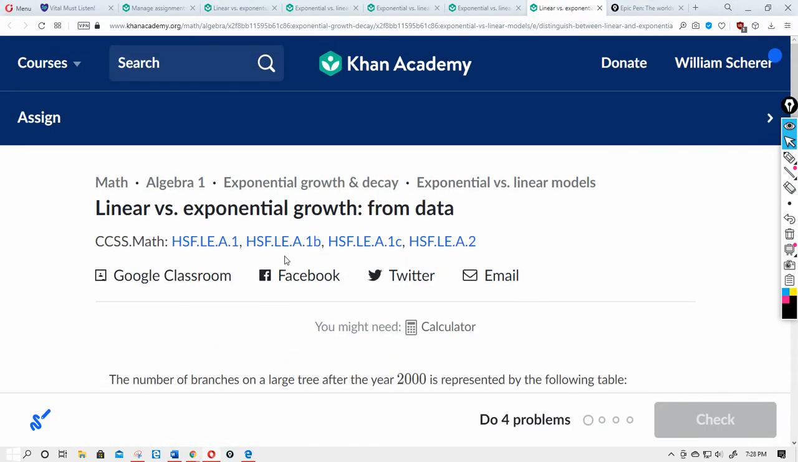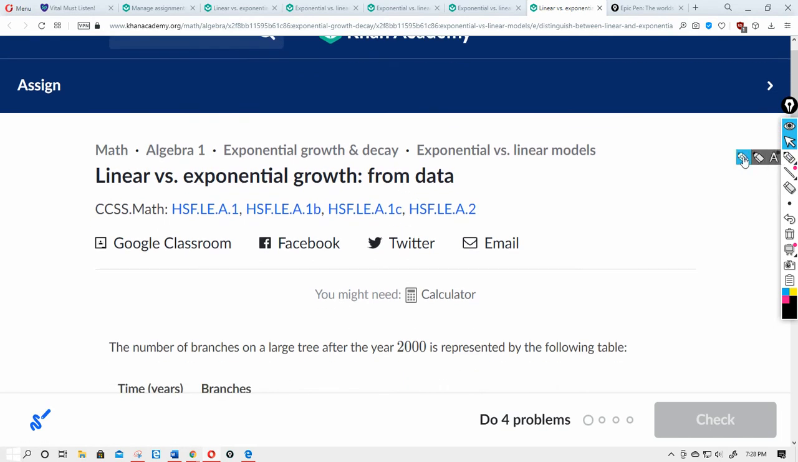Okay, this will be for the con assignment, linear versus exponential growth from data. All right, so the basic formula for exponential growth is going to be y equals a times b to the power of x.